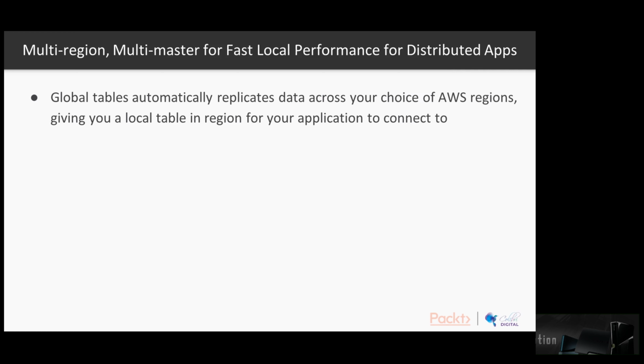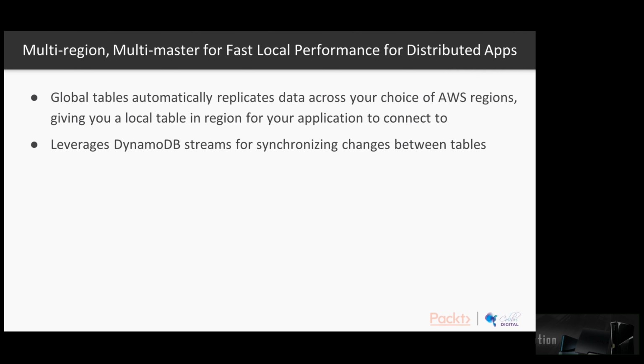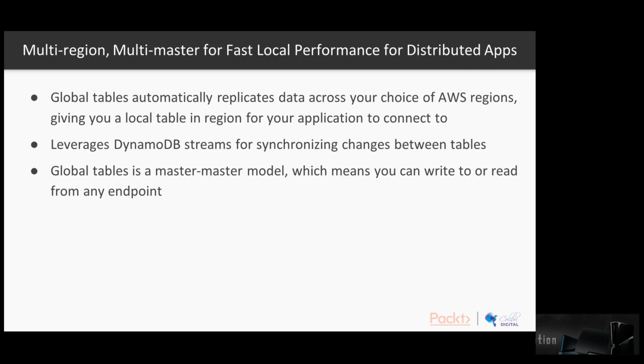So Global Tables enables you to automatically replicate your data across your choice of AWS regions, giving you a local table in region for your application to connect to. And it leverages DynamoDB streams for synchronizing changes between those tables. Global Tables is also a master-master model, which means you can write to or read from any endpoint, and DynamoDB handles those change synchronizations under the hood in an eventually consistent fashion.